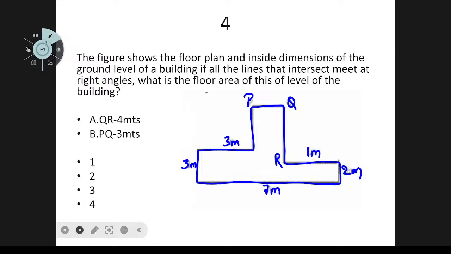Solve this question. What is the floor area of this level of the building? Okay. What is the floor area of the building? Okay. What is the floor area of the building?